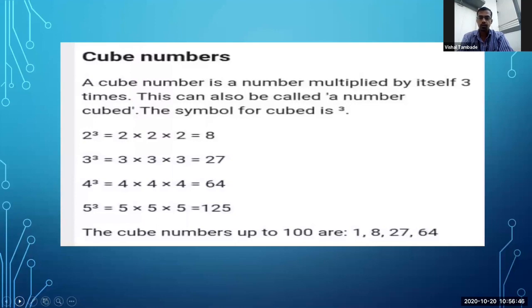Now 4's cube. You have to multiply 4 3 times. 4 multiplied by 4 multiplied by 4. 4 times 4 is 16 and 16 times 4 is 64. Then the 4 cube is 64.